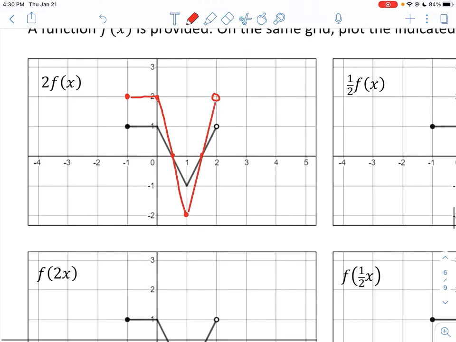So here's the result of doing a vertical stretch by a factor of 2. Every point is now twice as far from the x-axis. X-intercepts do not move when you do vertical stretching or compression, right? Because when you double 0, you stay 0.